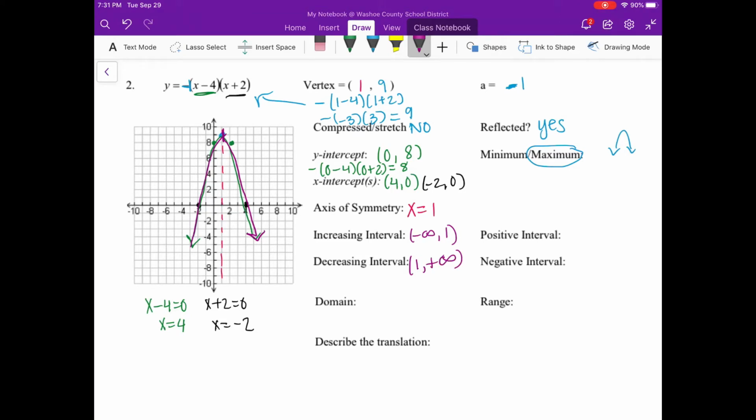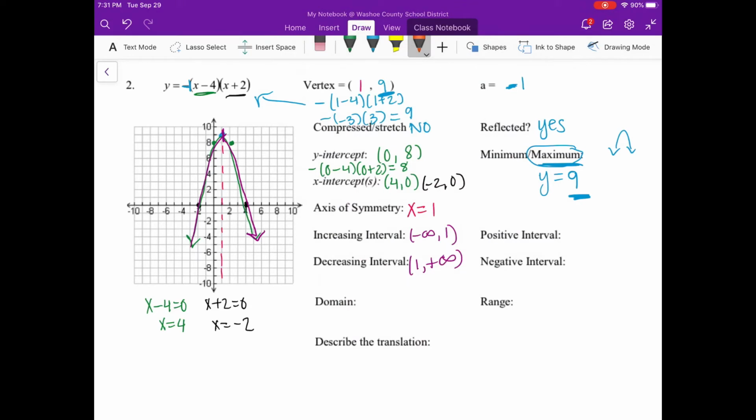Before I forget, I've got to go back to my maximum. I need to express my y value that is the maximum. And in this case, that y value is 9, which, remember, this number should match your y value for the vertex.